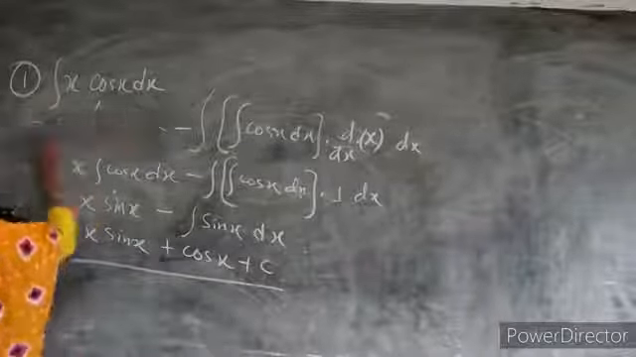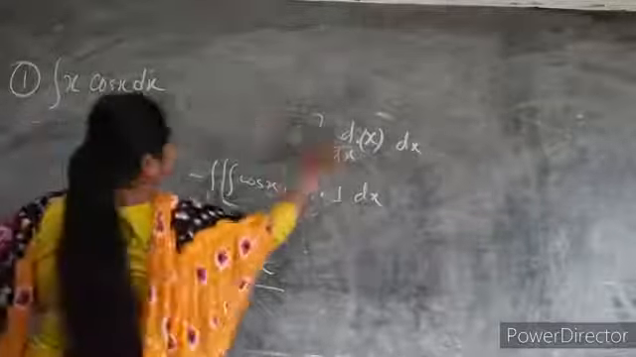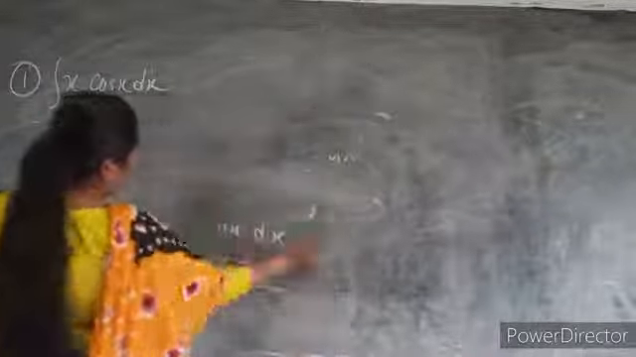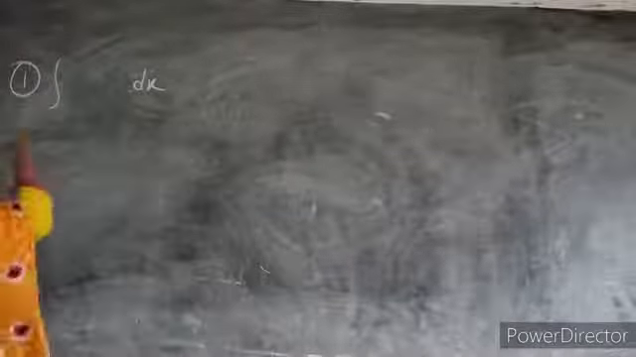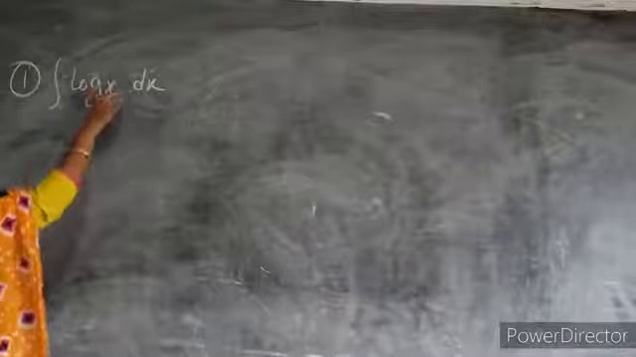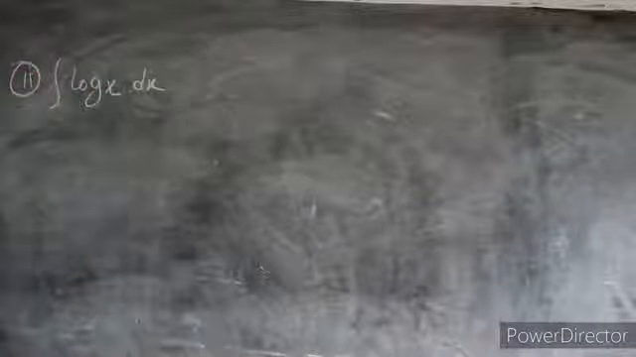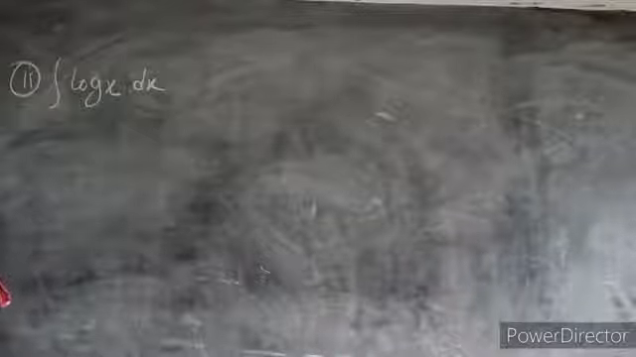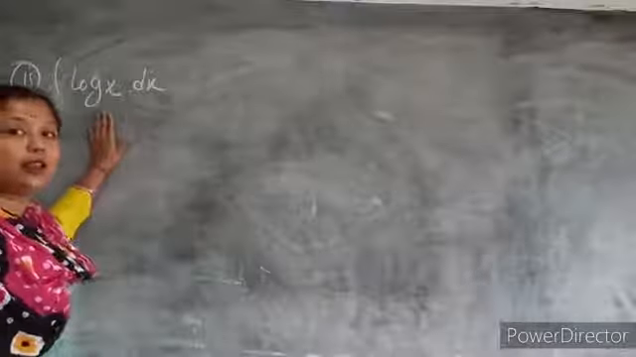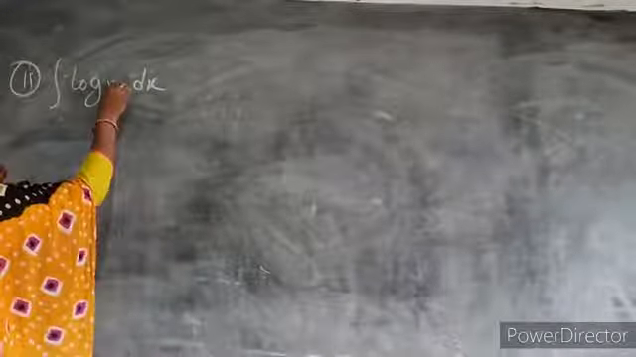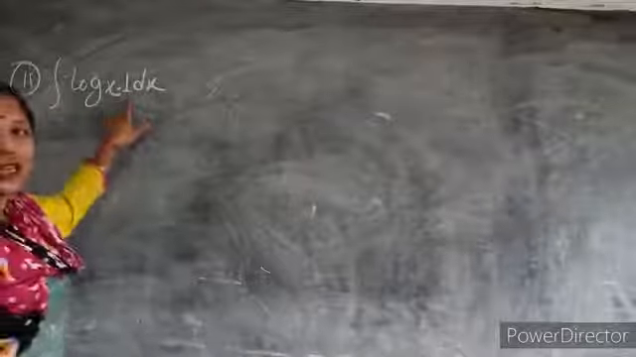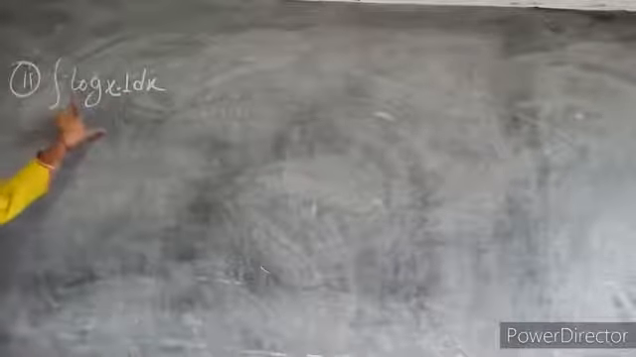Next, one more example I am taking. Suppose you are having only one function, that is log x. Suppose your question is integration log x dx. According to the Euler rule, log will be your second preference. So I can write it as log x into 1. So 1 will be under your algebraic function. That means log x will be considered as f of x and 1 will be considered as g of x.